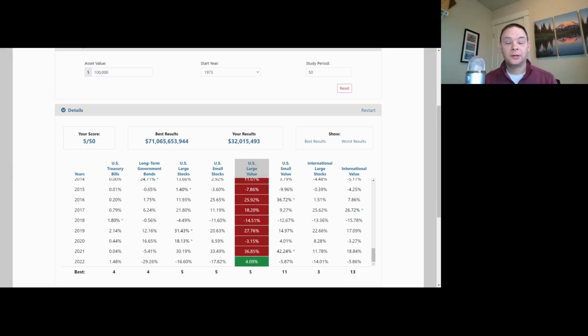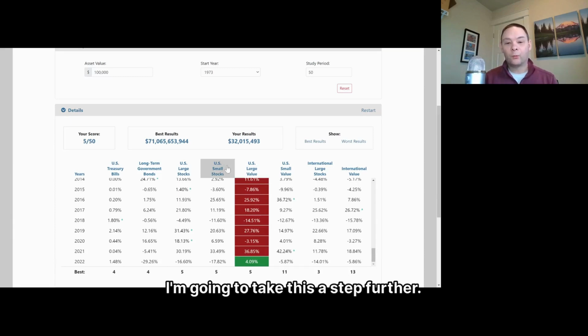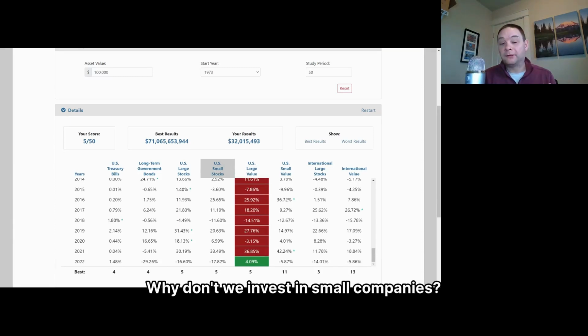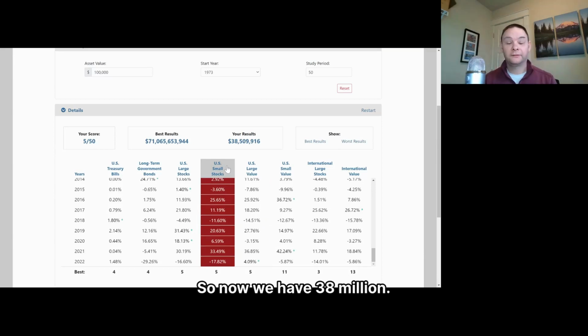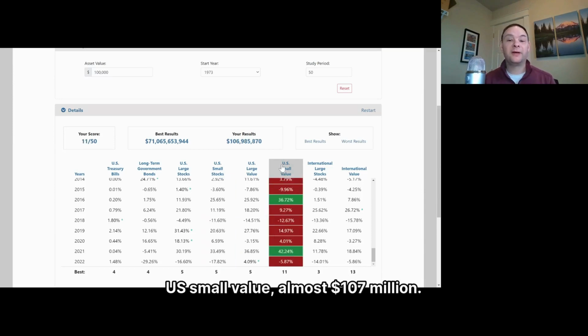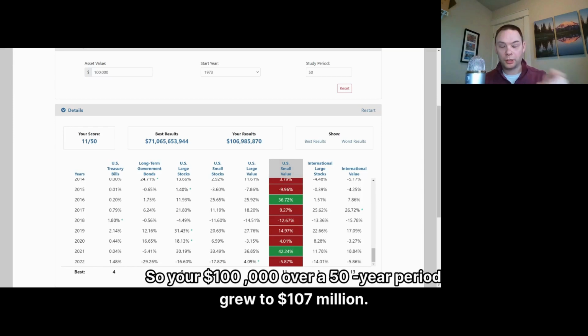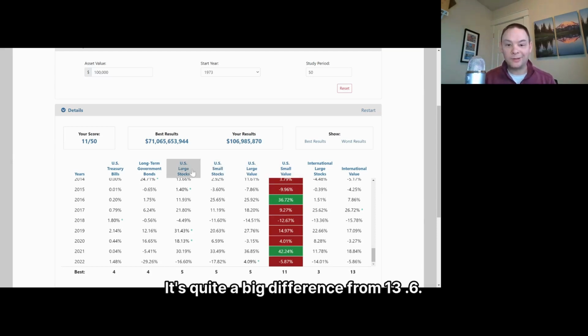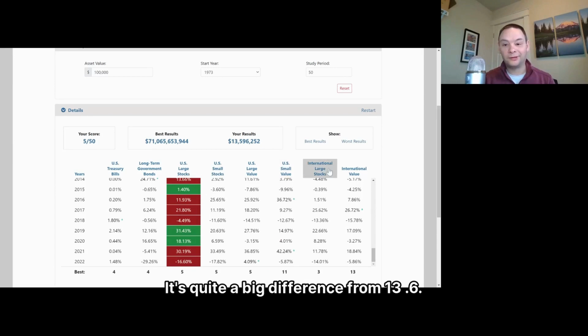I'm going to take this a step further. Why don't we invest in small companies? Now we have 38 million. And I'm going to take this one step further. US small value, almost $107 million. So your $100,000 over a 50-year period grew to $107 million. It's quite a big difference from 13.6.